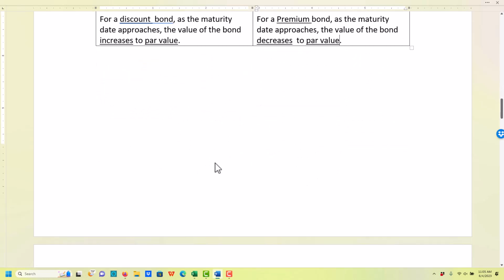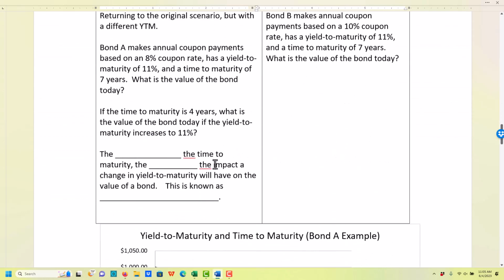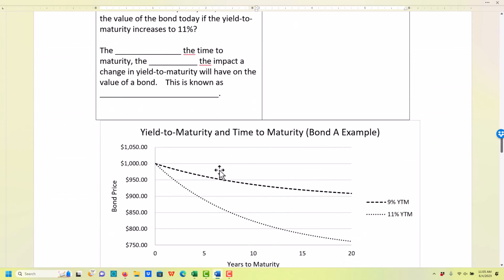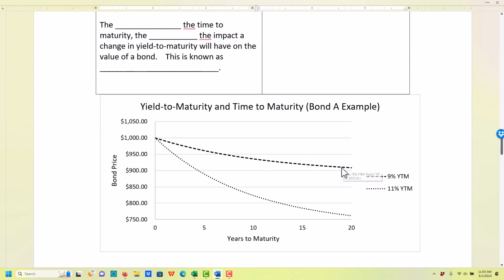I've got a little graphic here down below. Right now we don't care about the yield to maturity; we're going to do that next. But as you can see here, with 20 years left to maturity for a bond with a 9% yield to maturity, this is bond A, the value of the bond increases over time to that $1,000.